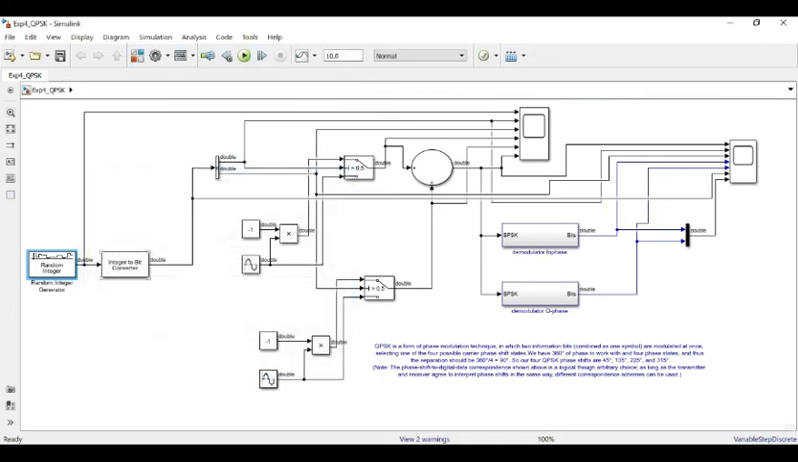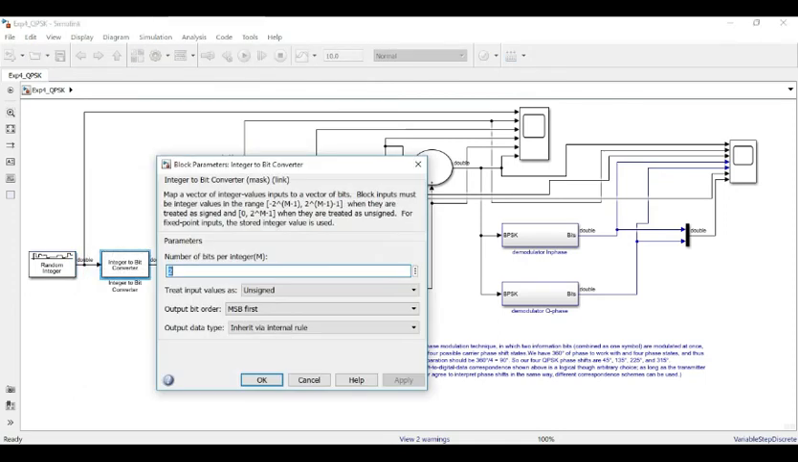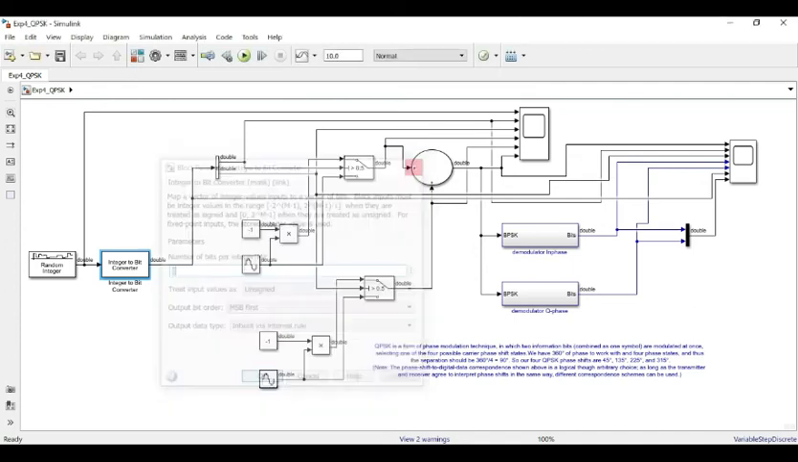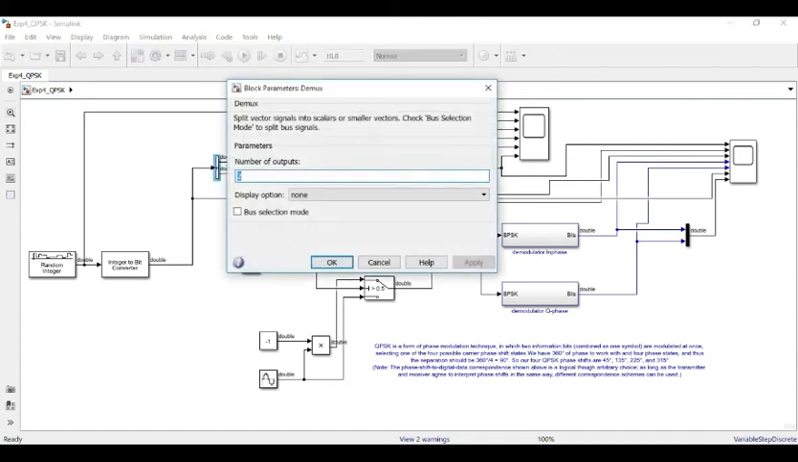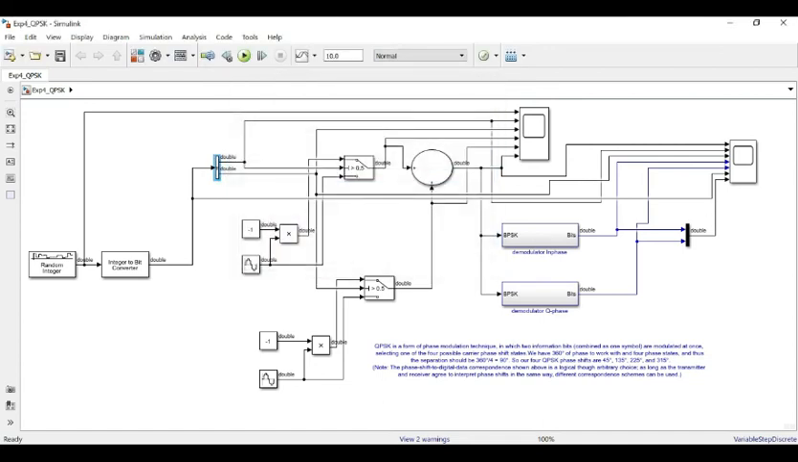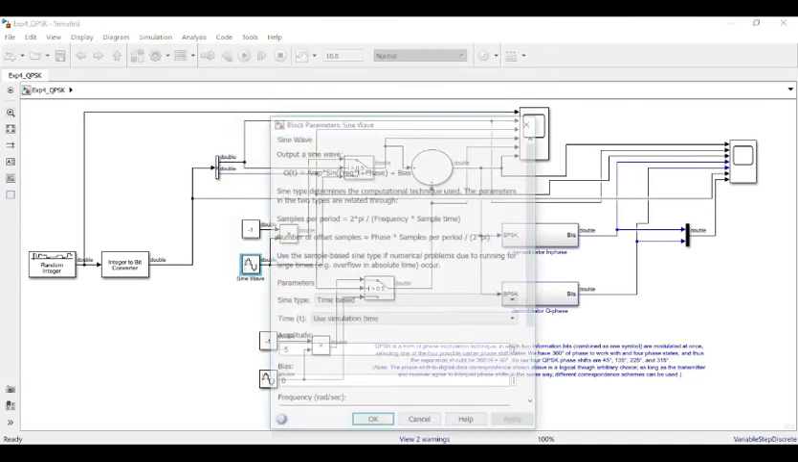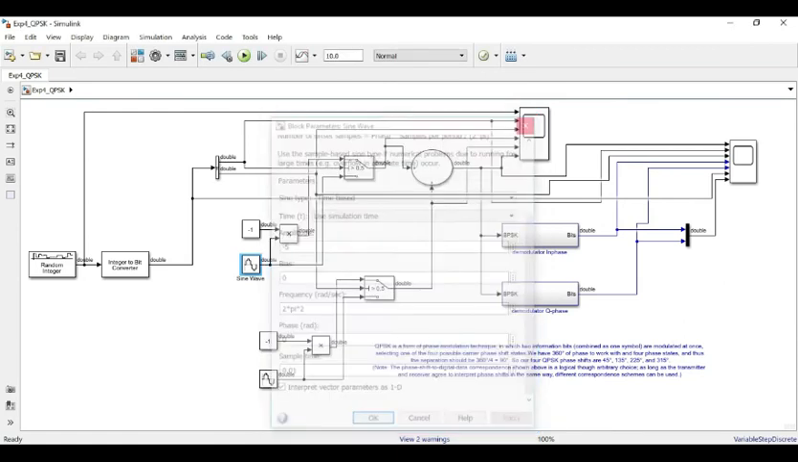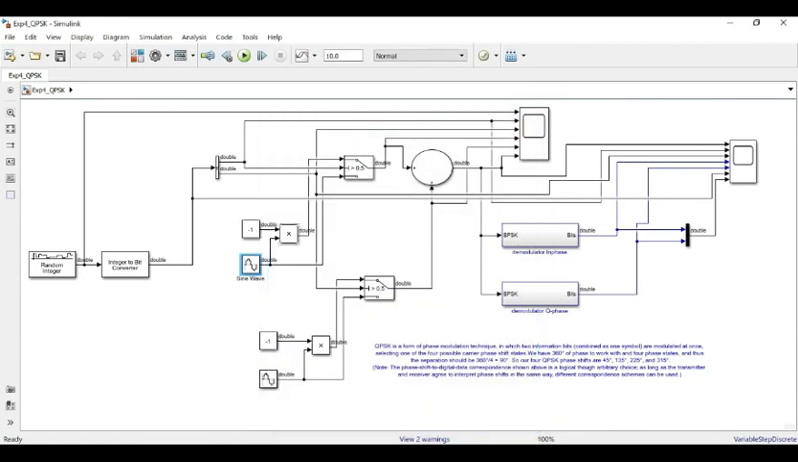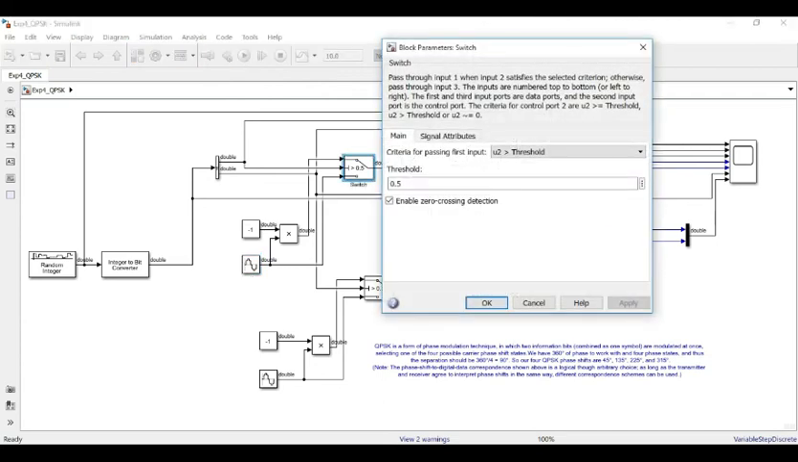and we are using the sample time. Then we move up with an integer to bit converter. We're converting from integers to bits. We are assuming 2 bits, 4 different combinations. Then it will be given to the Demux, where exactly the output will be 2. Then we are going to have sine waves. These are the parametric analysis that we need to do. Then multiply with this constant and move up with the switch, which has a threshold of 0.5.